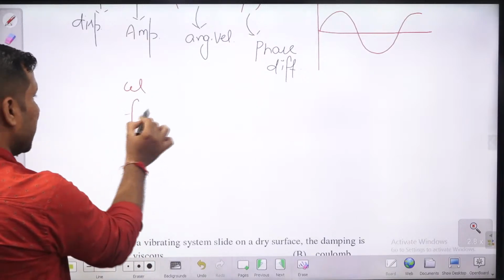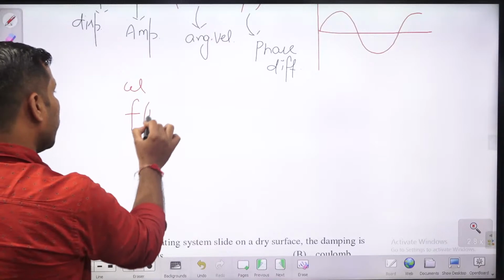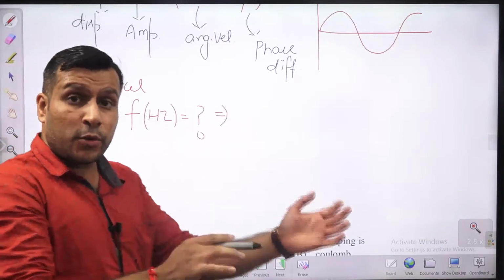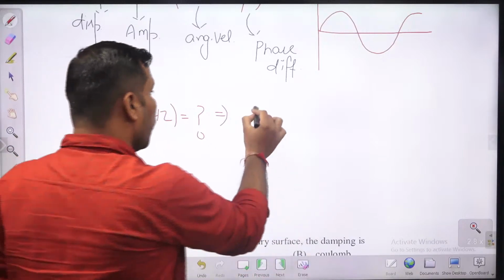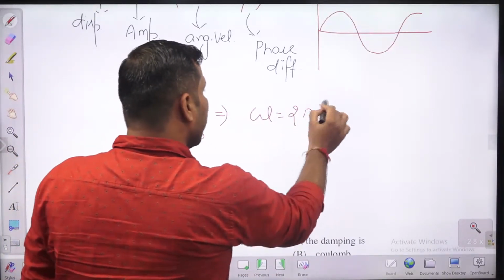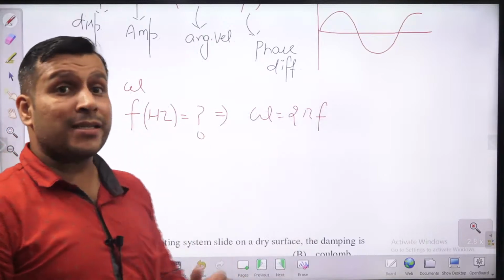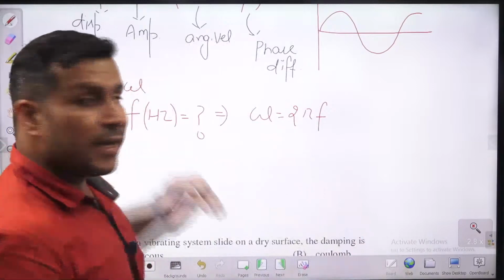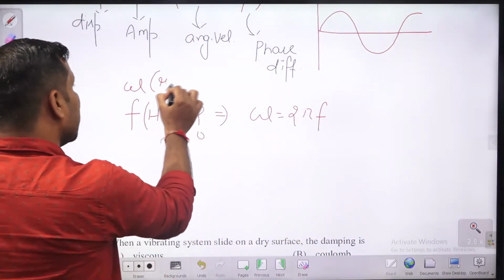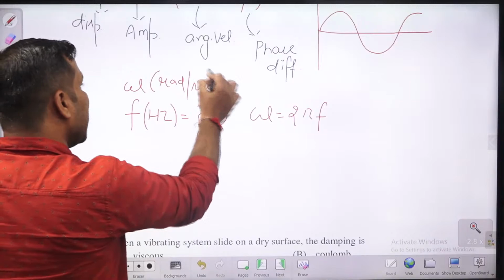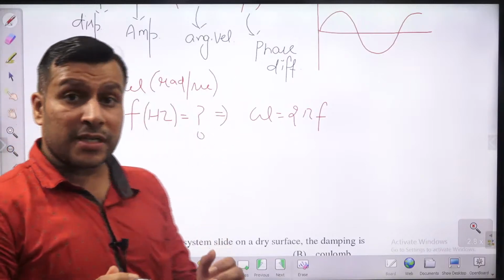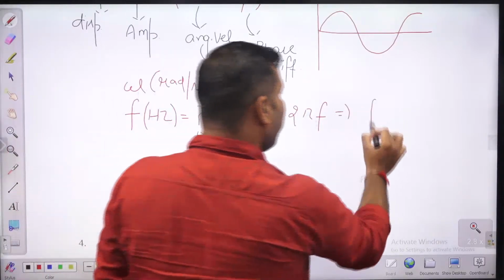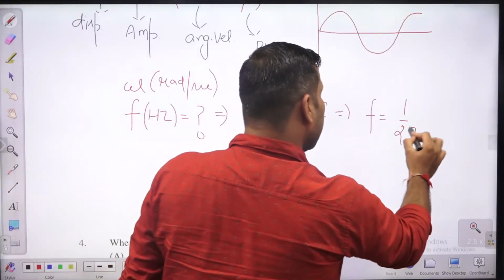Next, there is a frequency in hertz. If you want to find out frequency in hertz, you can easily find it, because there is a relationship between omega and f. You need to remember omega equal to 2 pi f, where this f represents frequency in hertz, number of cycles completing per second. Here omega is the frequency in radian per second. There is a difference: this is the frequency in radian per second, and this is the frequency in hertz, which represents number of cycles per second. So if you remember this, f is nothing but 1 by 2 pi into omega.